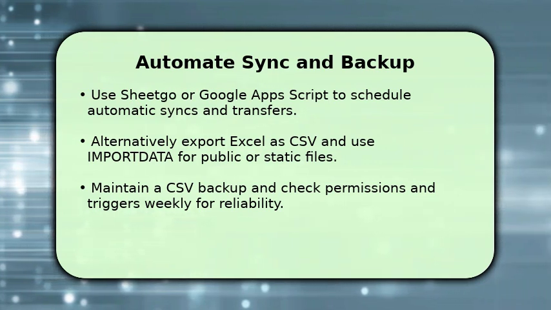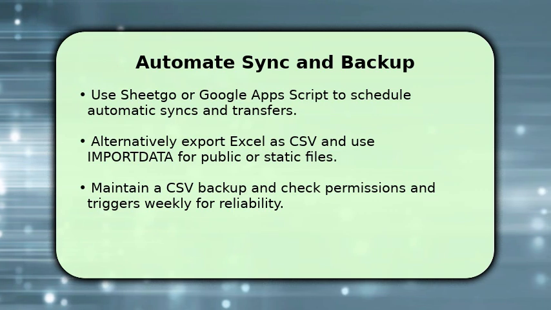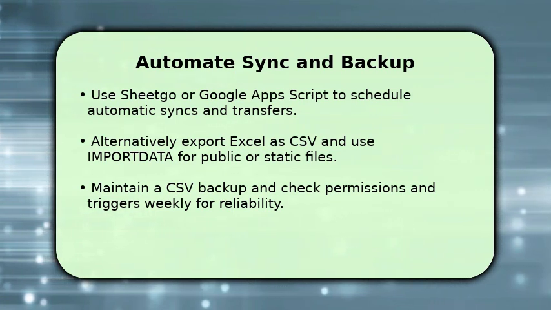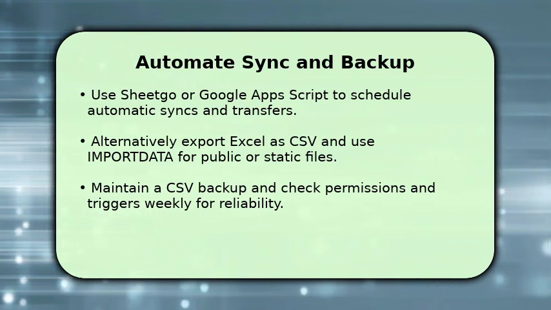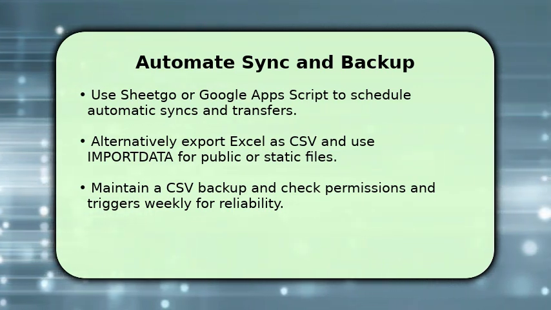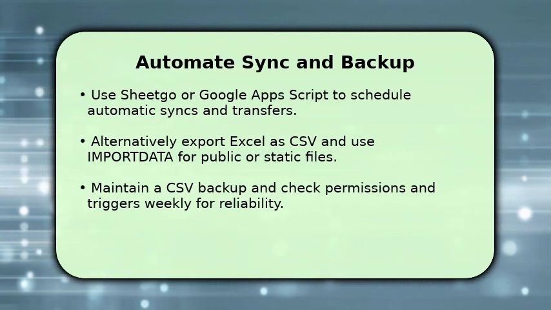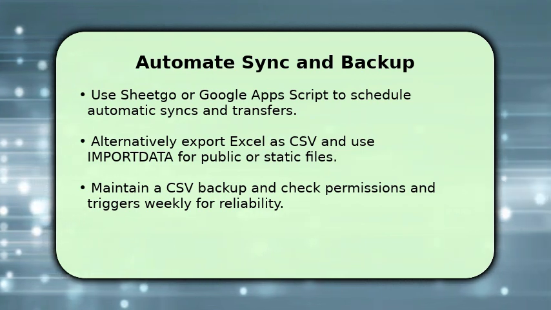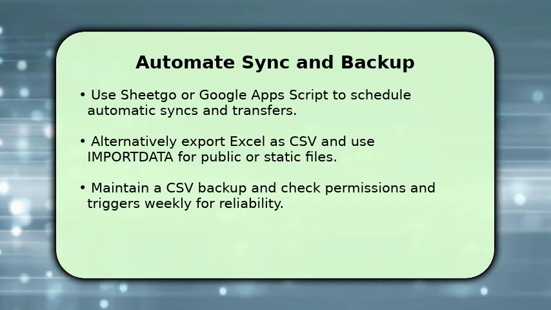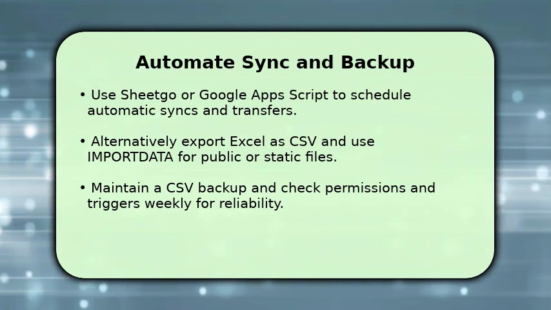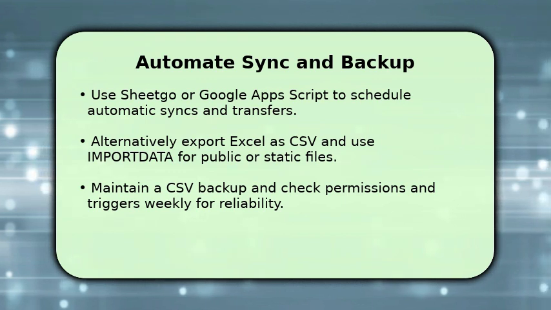A custom Apps Script can fetch a Drive Excel file, convert it, and copy ranges programmatically on a time trigger. If your source is a static CSV, you can use IMPORTDATA with the CSV URL for simple pulls. Always keep a CSV backup and review permissions and triggers weekly to ensure reliable syncing.